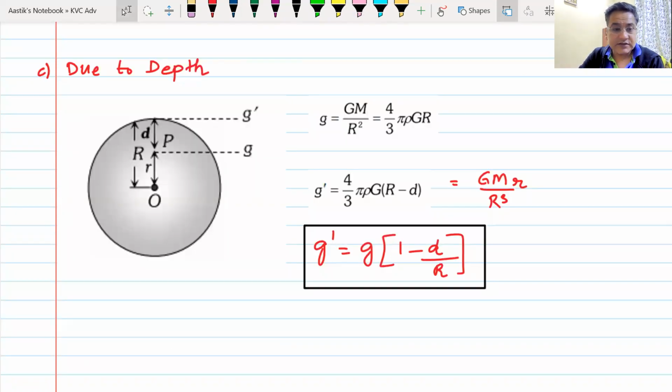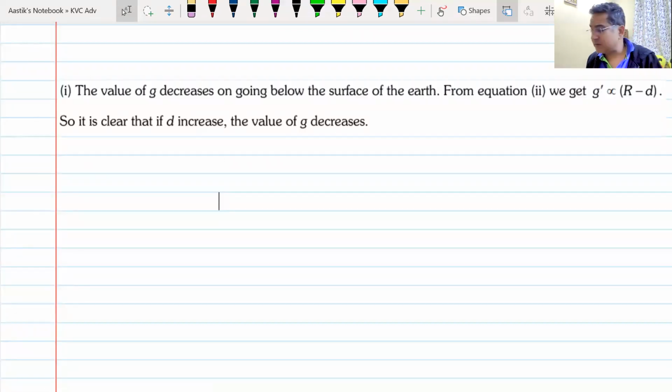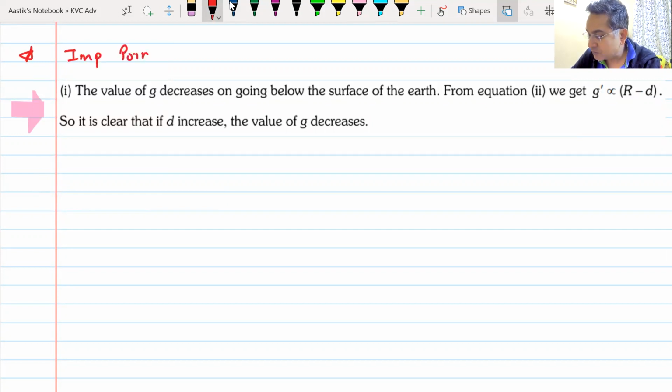Now you must remember certain important points. So now let us write those important points. Point number 1. If you go inside the surface of Earth, will the value of g increase or will the value of g decrease? Decrease. And you must always remember that the value of g decreases because the value of g is maximum on the surface of Earth. So this is pointer number 1. Important points. With depth also, the value of g decreases.